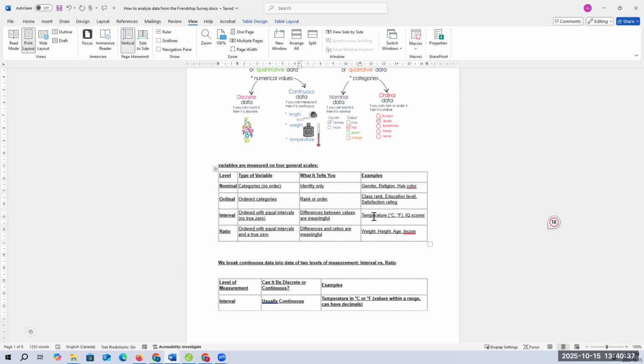Whereas ratio, differences and ratios are meaningful. So a zero does mean something. If you have an income of $0, that means you're broke. If your height is zero, it's not even possible to have that, or an age of zero, that means nothing. Zero is equal to nothing, and so there you have a true zero. That's true zero, ratio. Whereas interval, there is no true zero.